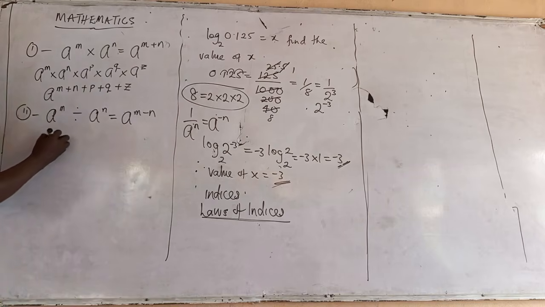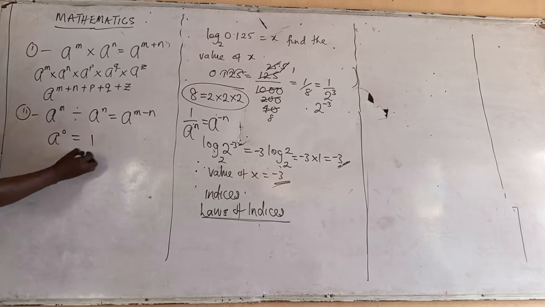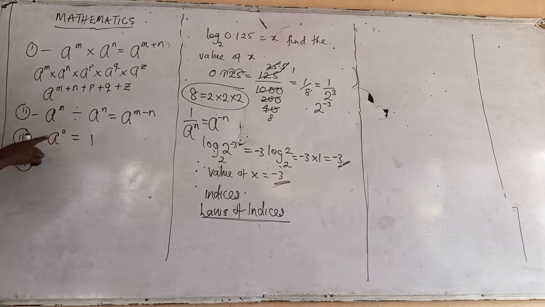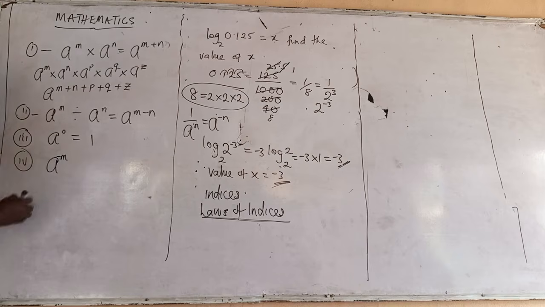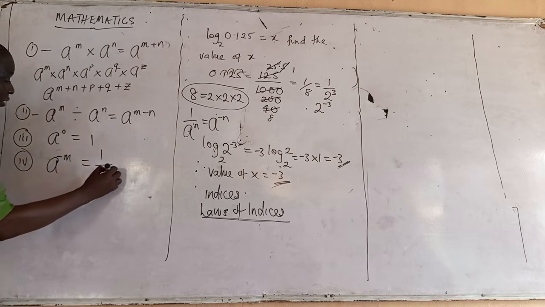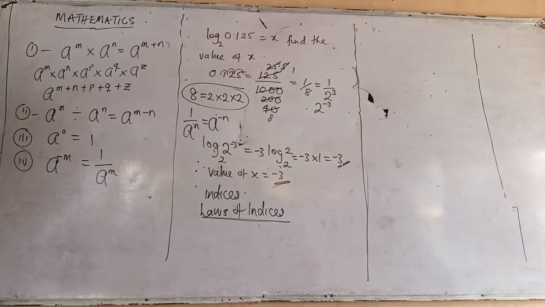Now, anything raised by 0 is 1. I hope you know. If you don't know it now, anything raised by 0, p raised by 0, 1 million raised by 0, 1,000 raised by 0 is 1. So now we also have a raised by minus m. If you have minus m, it is the same as 1 over a raised by m. That means inverse. Inverse law.